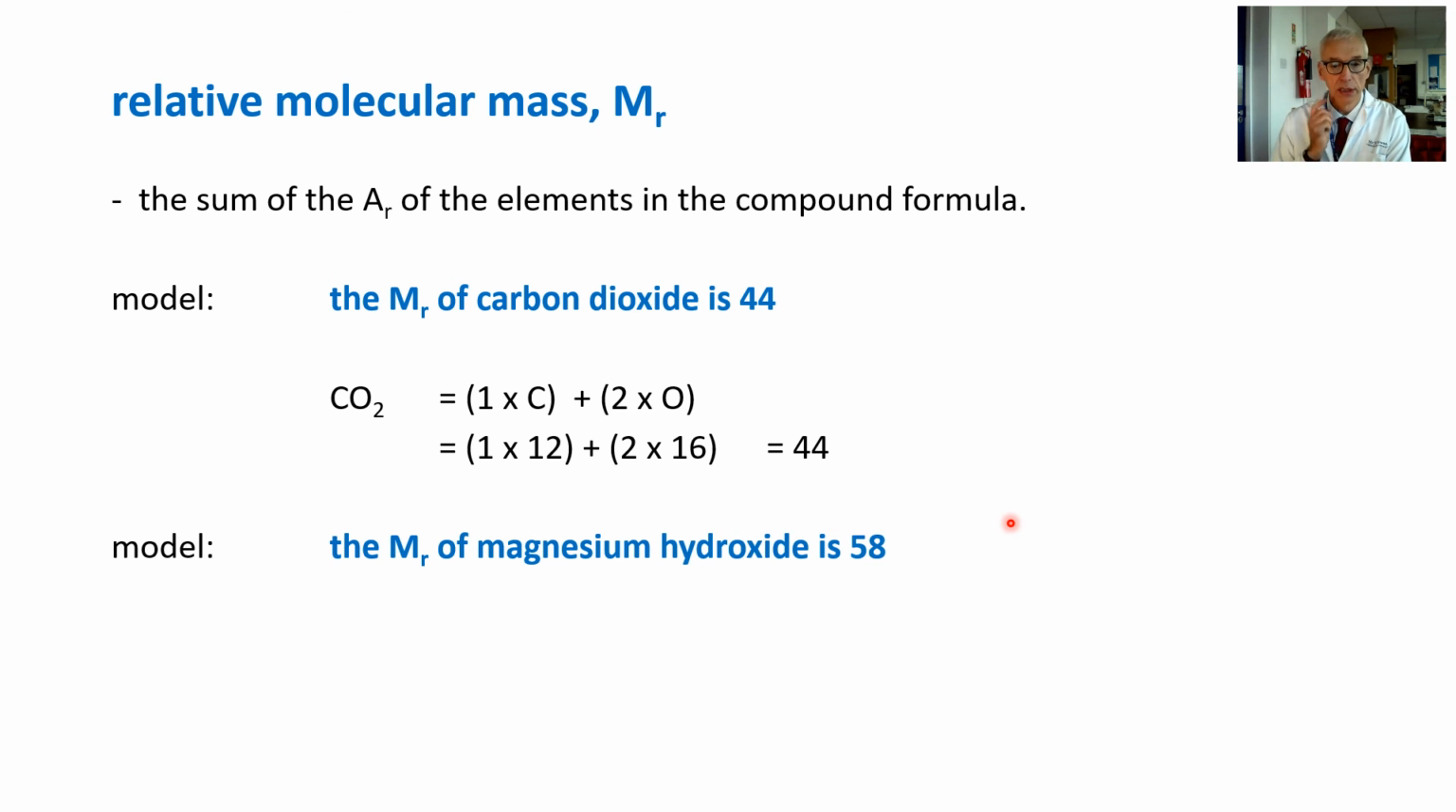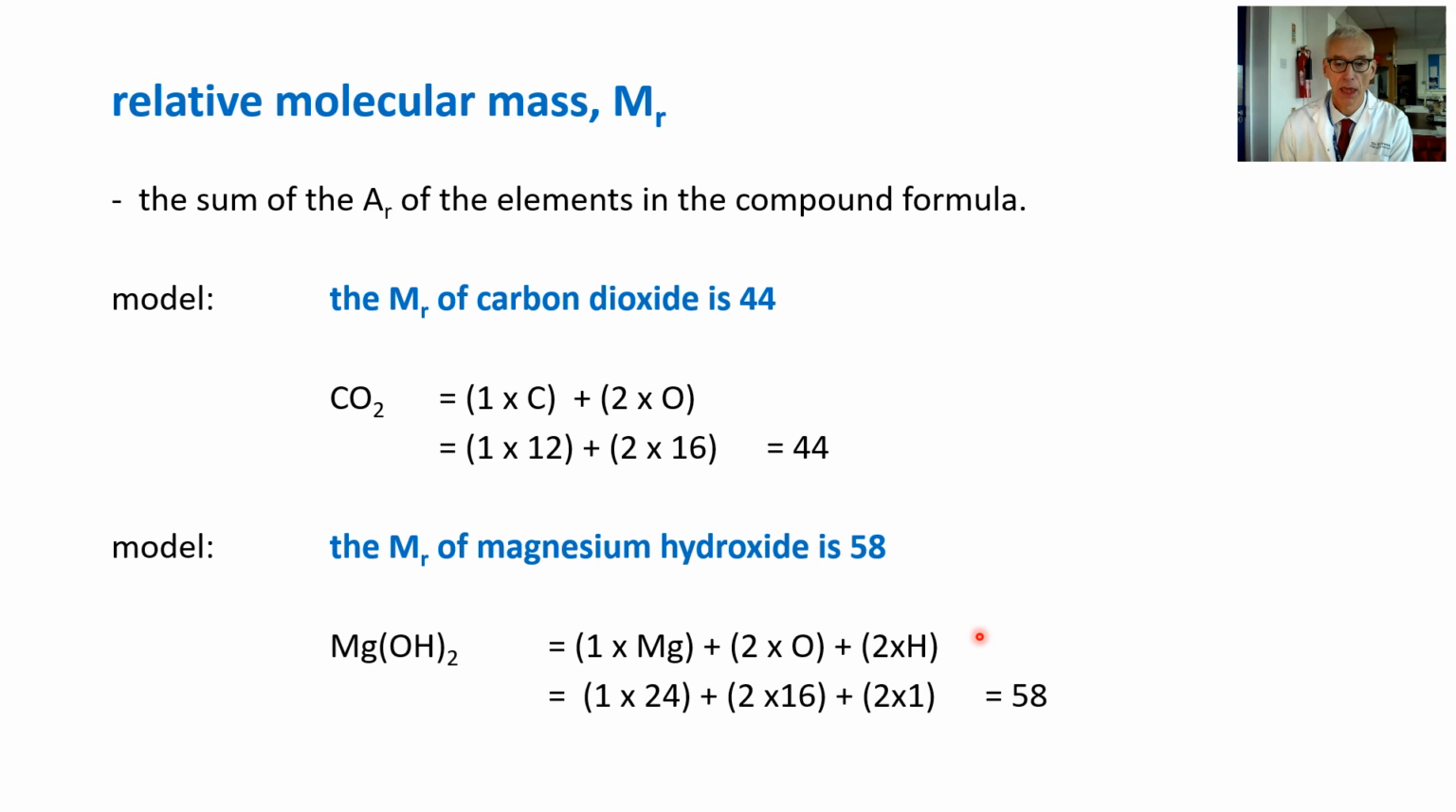Second model, the relative molecular mass of magnesium hydroxide. So interpreting this formula correctly, 1 magnesium but 2 oxygens, the 2 outside the bracket multiplies everything inside the bracket. So 2 oxygens and 2 hydrogens. Substitute in the relative atomic masses, comes to 58.